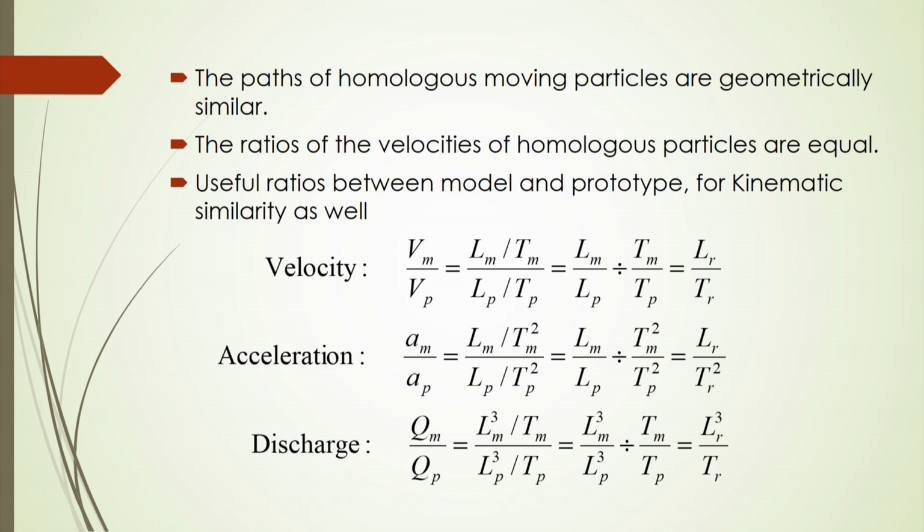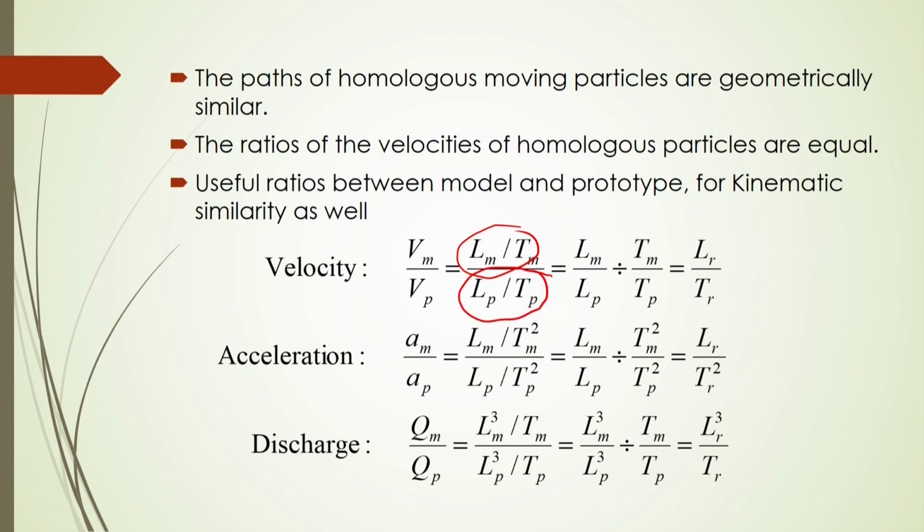The paths of homologous moving particles are geometrically similar, and the ratio of the velocities of the homologous particles is equal. Useful ratios between model and prototype for the kinematics are given here as well, like Vm by Vp, the velocity ratio for model to prototype. This will come as Lm by Tm, where Lm is the length and Tm the time in the case of the model. So, Lm by Tm is the velocity, and similarly for the prototype it is Lp by Tp.